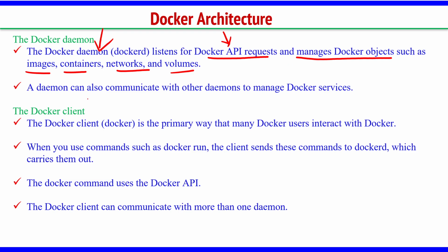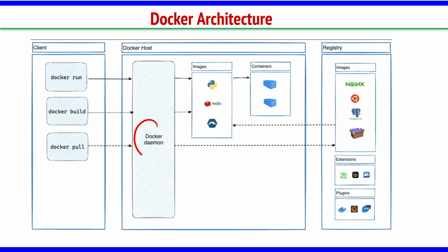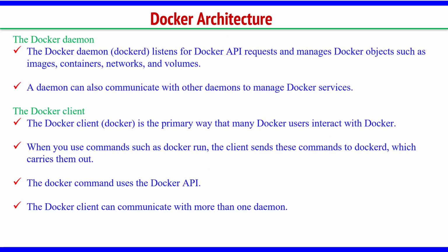A daemon can also communicate with other daemons to manage Docker services. This is another important aspect of Docker architecture. The Docker daemon can communicate with other daemons, other backend processes, to manage the Docker server services, because there may not be just one daemon working, there may be multiple daemons working in parallel, handling different requests from different users. So, they can talk to each other.